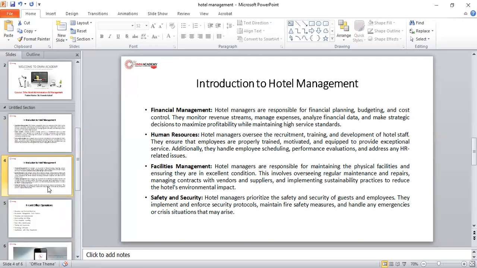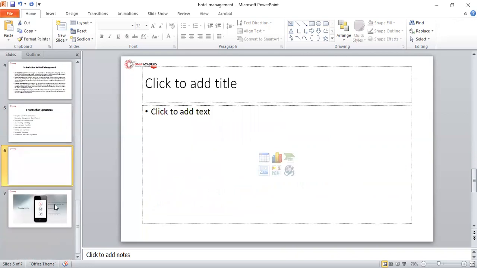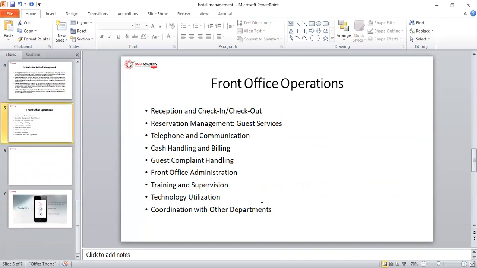Moving forward, a few of the operations we are discussing. I will have the discussion in detail related to the front office operations, which is basically the reservation.